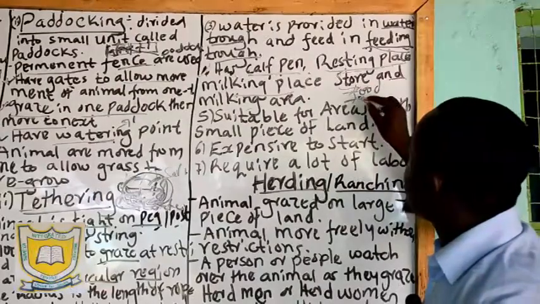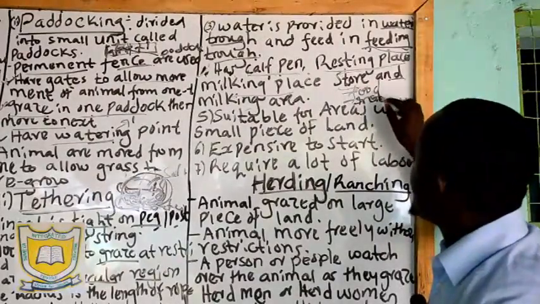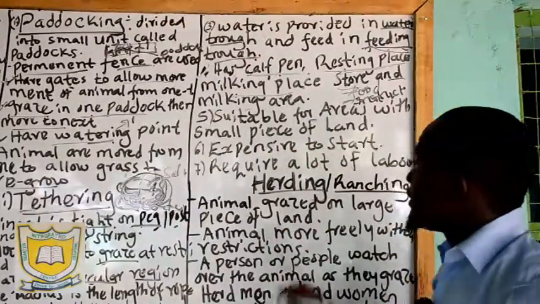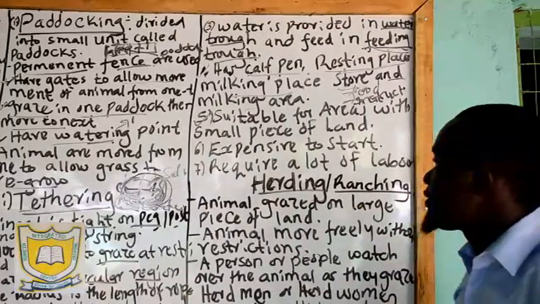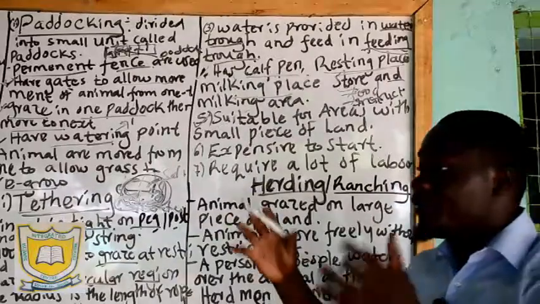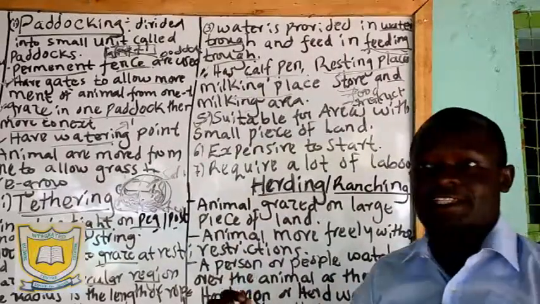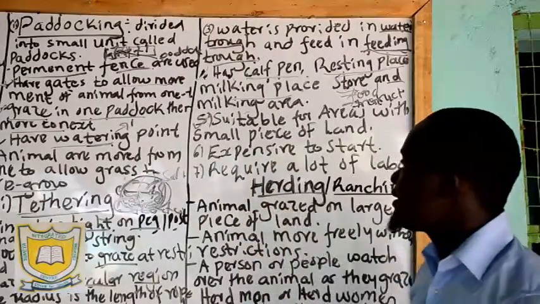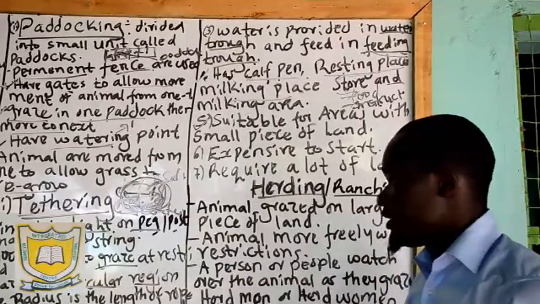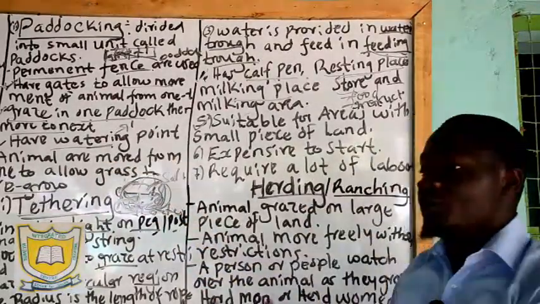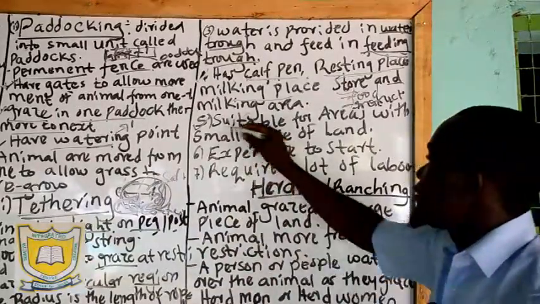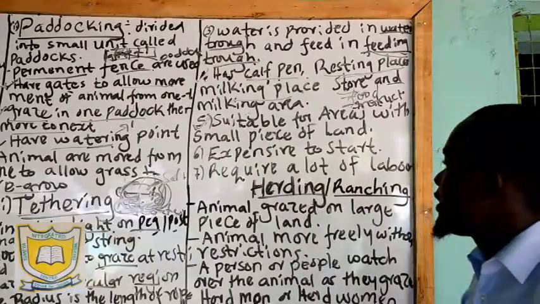It can also be used to store instruments that are used either for milking or for treatment and other things. Now, the other characteristics of zero grazing: it is suitable for areas that have either a very small piece of land, and also areas that are highly dense. It is most suitable where there are more people. If we have many people around us, we can build a house and carry out our livestock keeping. Hence, this is the best method in a densely populated area.